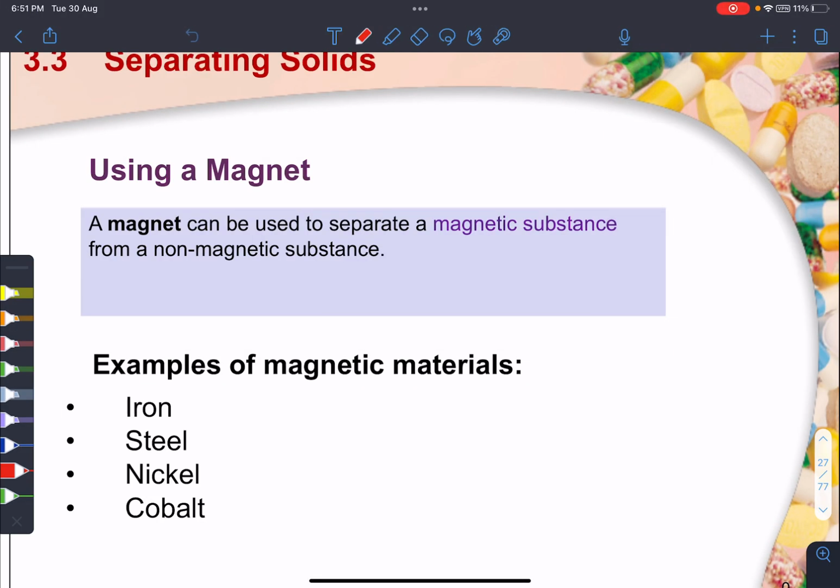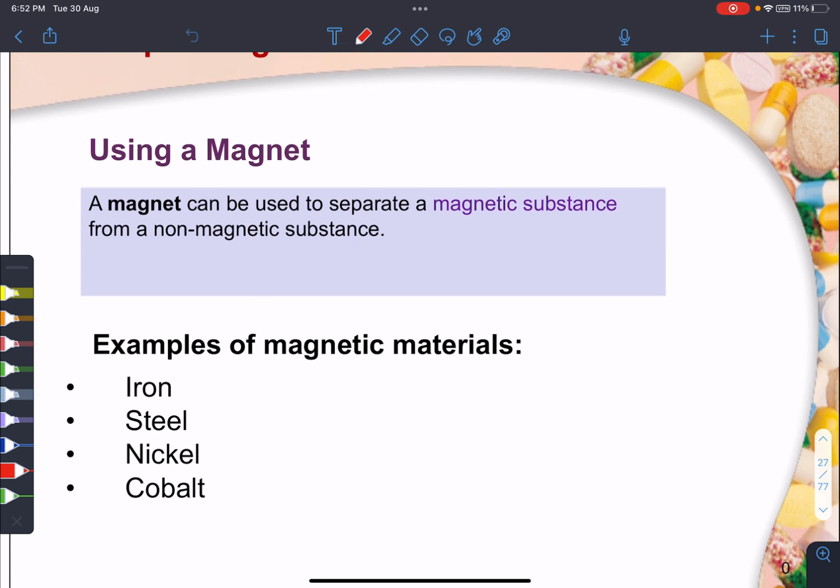Hello. So let's continue. We can technically also use a magnet to separate things. This is like primary 5, primary 6 science. But we can only use it on iron, steel, nickel, cobalt. This one is really not very significant. It's just something like that.